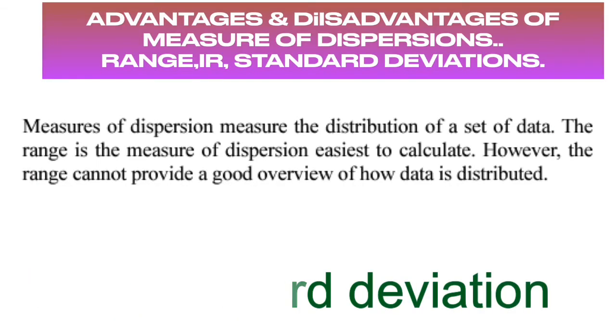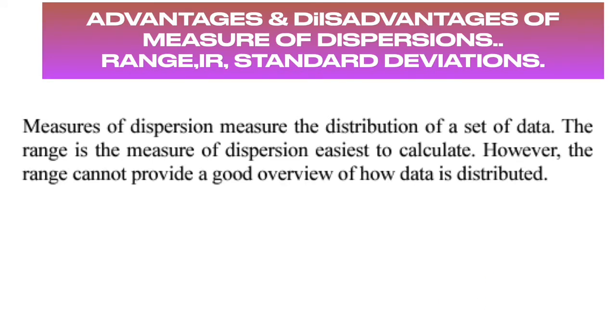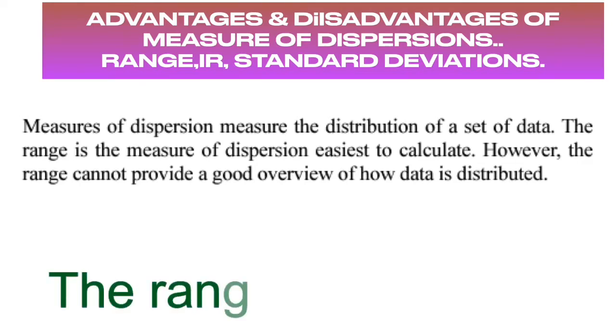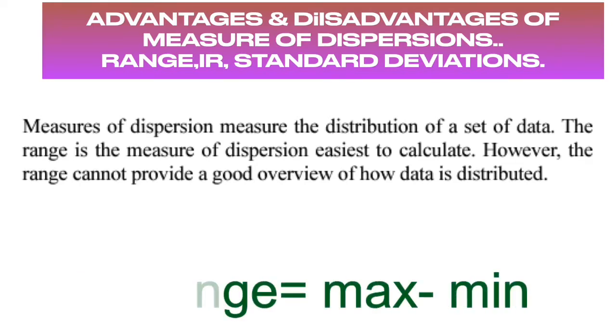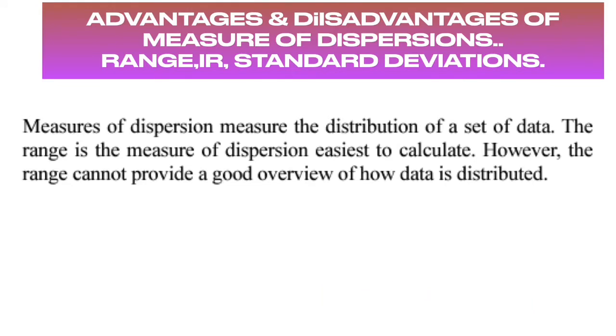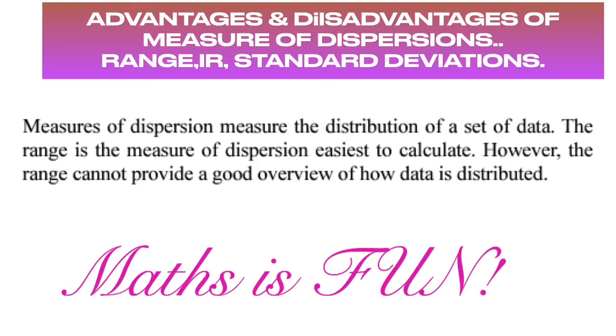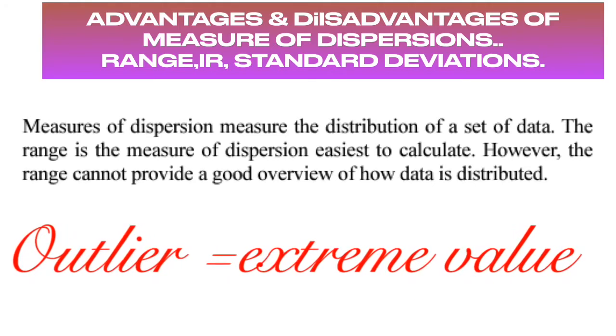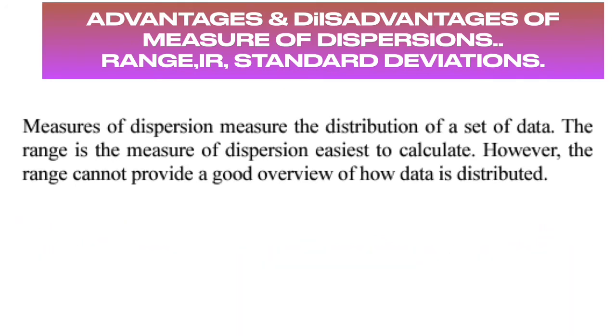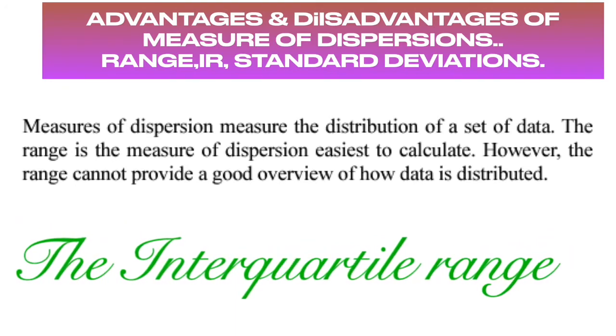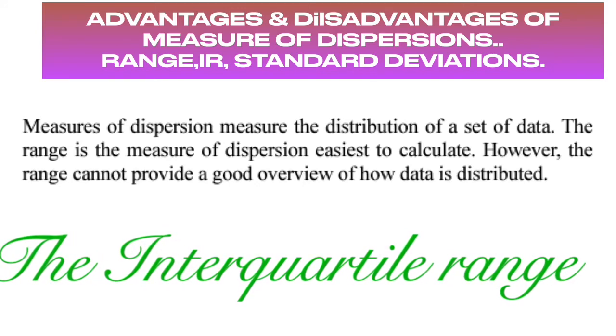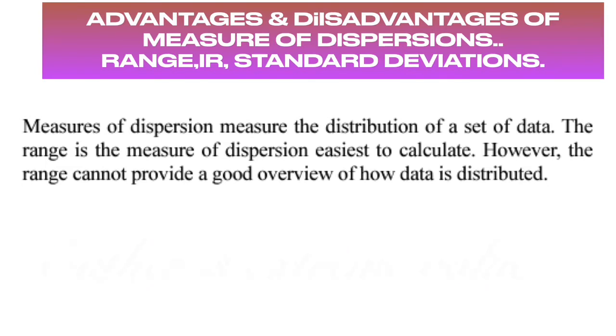Okay, you have learned range, interquartile range, and standard deviation, right? So these all are called measures of dispersion because they can measure the distribution of a set of data. One of them is the range. Range is you take the biggest minus the smallest, or the maximum minus the lowest. The range is the easiest to calculate. However, the range cannot provide a good overview of how data is distributed.